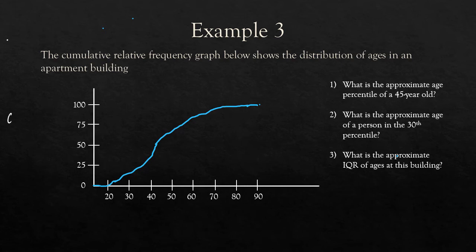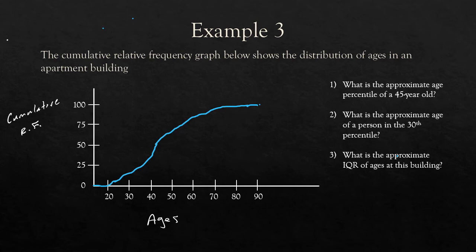This is the cumulative relative frequencies, and I'm going to be lazy and abbreviate that RF. And down here, we've got the ages of our tenants. Okay, so I want you to notice the cumulative relative frequency is always going to end at 100% because you've got everybody when you get to the 100th percentile per se.